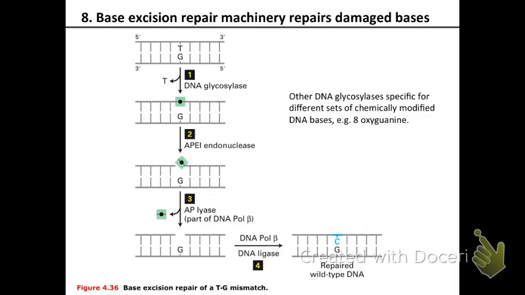Any questions about the mechanism? What's the necessity to remove the entire base? Why can't they just add T? If there was an enzyme in our cells that could do that, perhaps that would be another way to do it, right? But we don't have that. So the solution is to remove the whole thing and then let the polymerase machinery fix it.